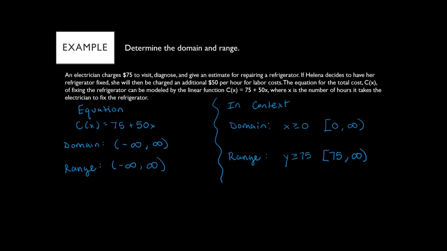For a specific person, they might say, well, I'm only willing to pay this much money. If I'm only willing to pay $2,000, you could work backwards, plug that into your equation and solve for the number of hours. So if you have a range that you're willing to pay, you can work backwards to find the domain as long as you have an equation.